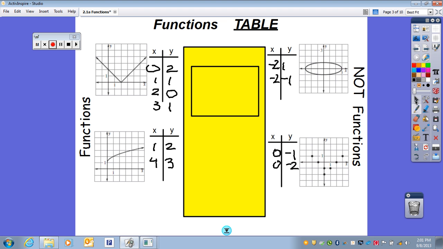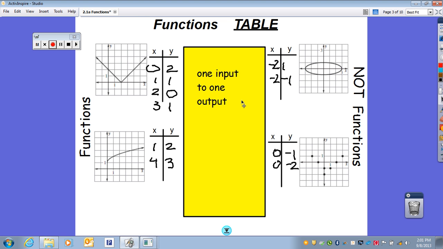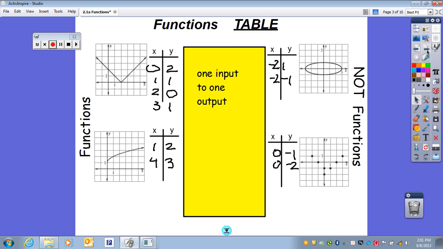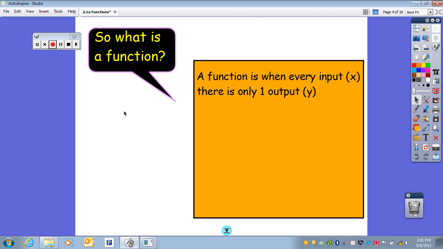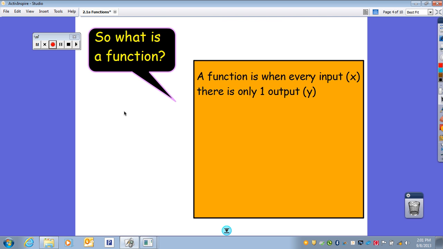So what we want to notice about a table is that for every input, there is exactly one output. We cannot have one x value have two y values and it be a function. So, what is a function? A function is when for every input x, there is only one output y.